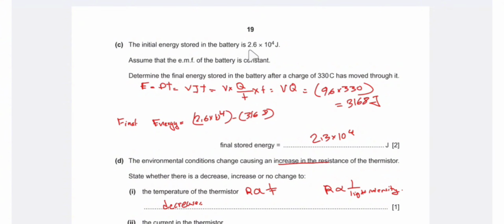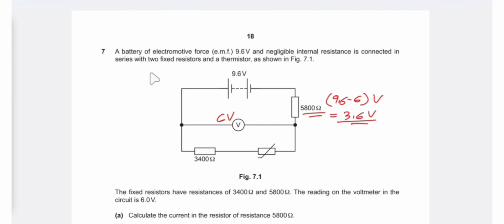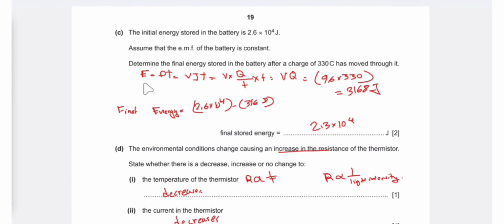The initial energy stored in the battery is 2.6 into 10 to the power 4 joules. Assume that the EMF of the battery is constant. Determine the final energy stored in the battery after a charge of 300 coulomb has moved through it. So we need to find the final energy that is stored in the battery. We know that energy is equal to power into time, and power is equal to voltage into current, and current is equal to charge per unit time. So time and time cancel, and the energy comes to be VQ.